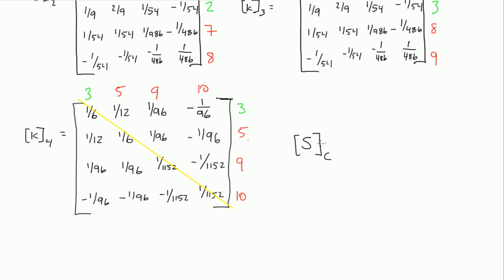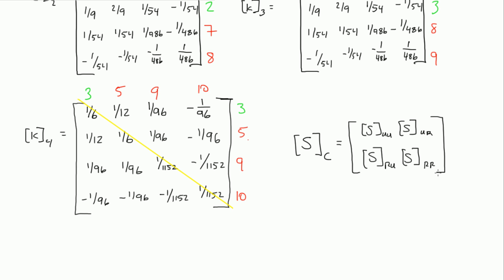Alright, welcome back. In this video we're going to learn how to construct the structural stiffness matrix, which is this S sub C. Now if you remember from a couple videos back, S sub C is actually composed of 4 different submatrices, okay? And this first matrix is UU. This next one is UR. This one is RU. This one is RR. Okay, and then in this example we're actually going to learn what all of this means.